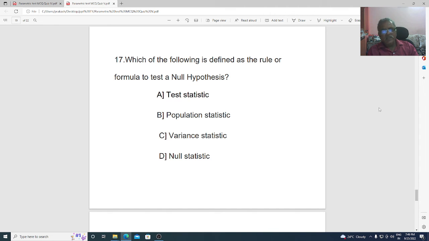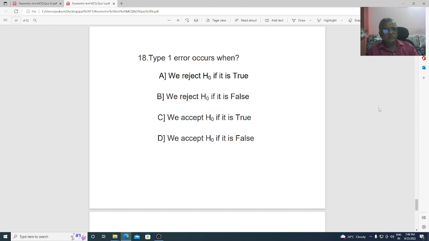Question number 17. Which of the following is defined as the rule or formula to test a null hypothesis? Option A, test statistics. Option B, population statistics. Option C, variance statistics. Option D, null statistics. The correct option is test statistics.